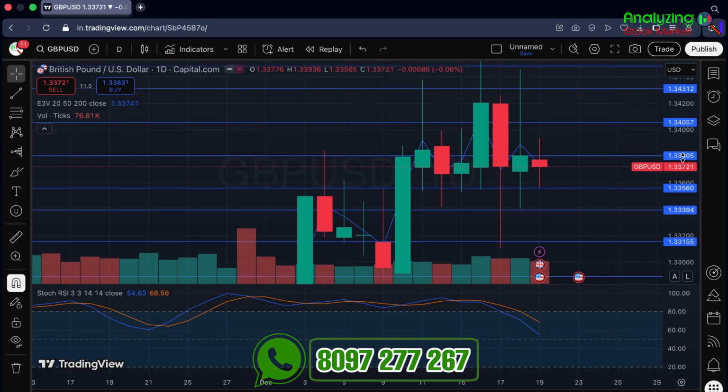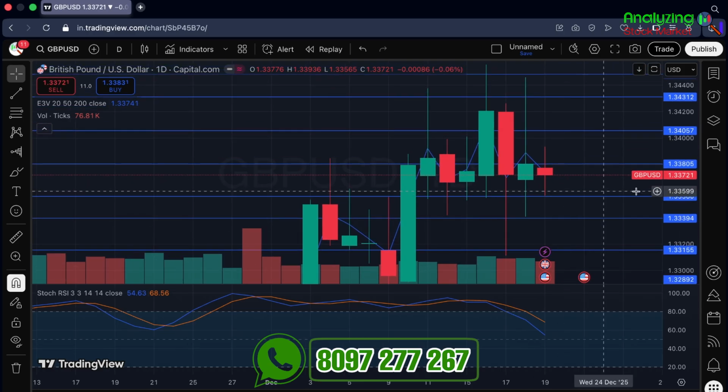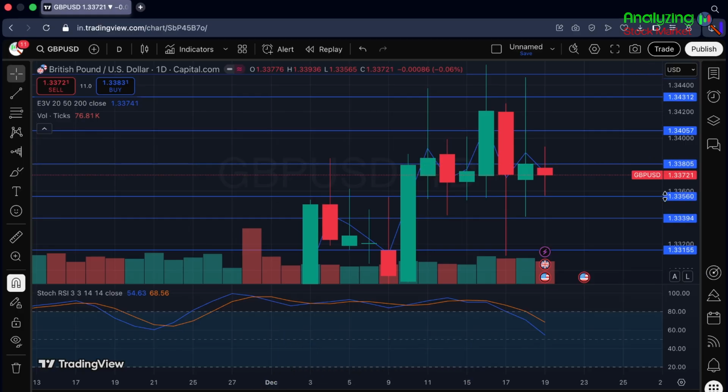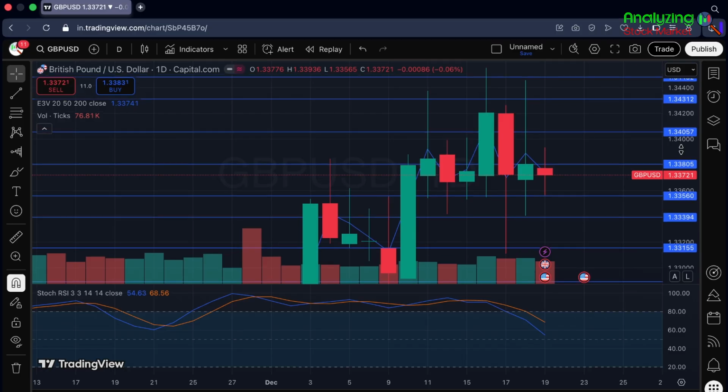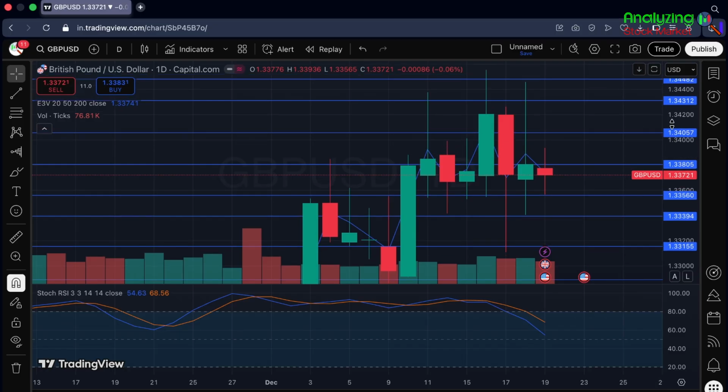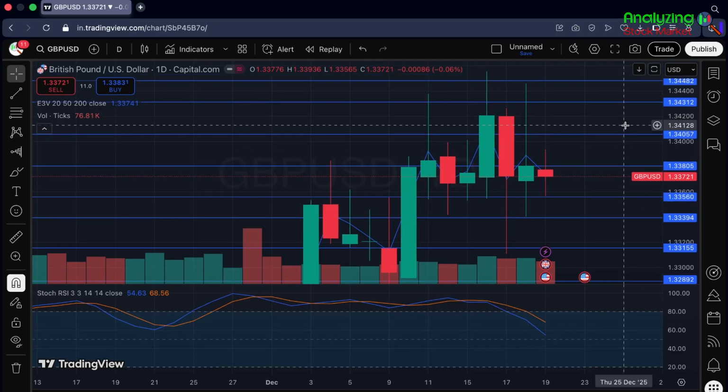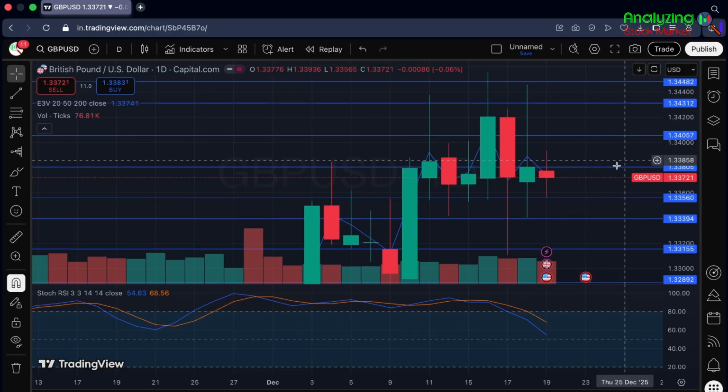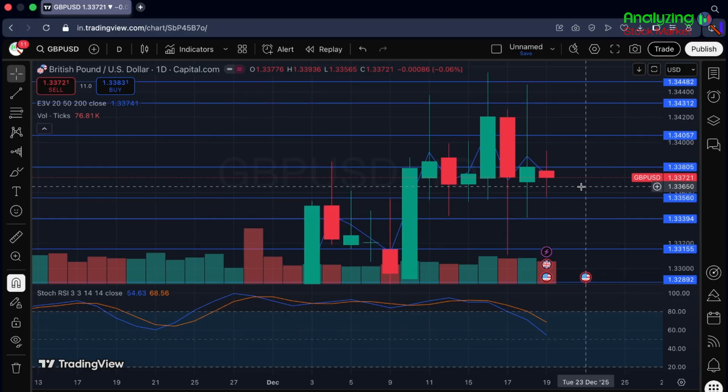Currently, let's talk about the closing. Here, the closing is around 1.33721. The direct support is 1.33560 and the direct resistance is 1.33805. After the direct support, there is a support of 1.33394 and then 1.33155. After the direct resistance, there is a resistance of 1.34057 and then 1.34312. So these are the important support and resistance zones which will help you to take better stop loss and target levels according to your bias.